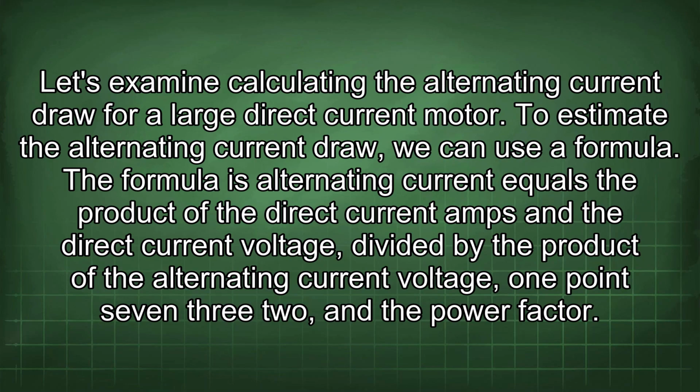Let's examine calculating the alternating current draw for a large direct current motor. To estimate the alternating current draw, we can use a formula. The formula is alternating current equals the product of the direct current amps and the direct current voltage, divided by the product of the alternating current voltage, 1.732, and the power factor.